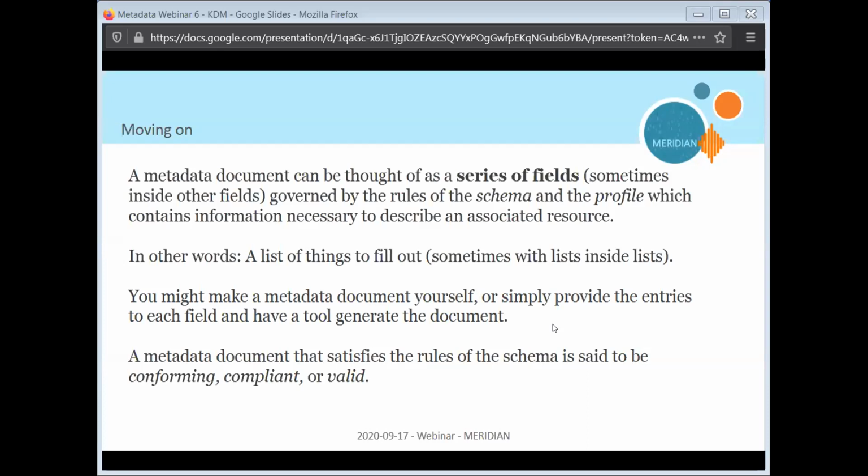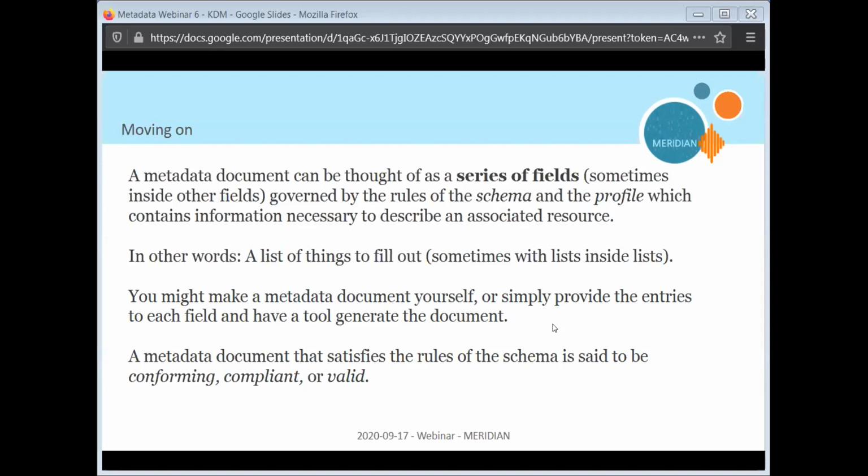You might make a metadata document yourself to literally write out that XML and fill in all the fields yourself. Sometimes there are tools that will generate the document. Usually a metadata repository will provide a web form of some variety to fill out metadata if they allow online submission. And then they'll make the metadata document themselves using some tool.